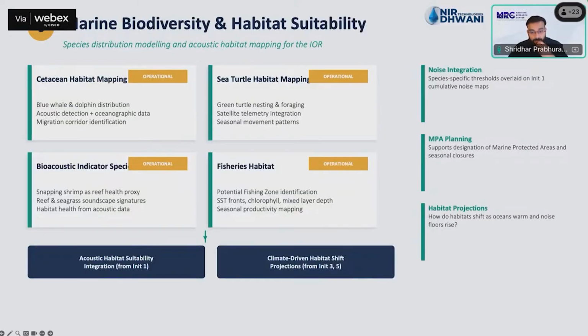The sixth and final initiative is on marine biodiversity and habitat suitability. Now, we have quite a few. This essentially is mapping the acoustic habitat for marine mammals across multiple species: blue whales, dolphins, green turtles, snapping shrimps, and all of these are operational at this point.